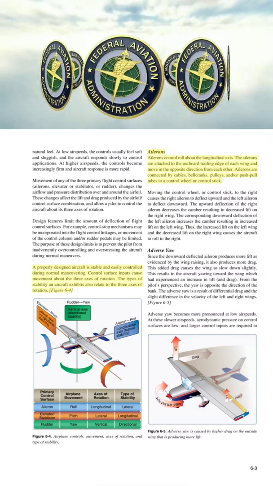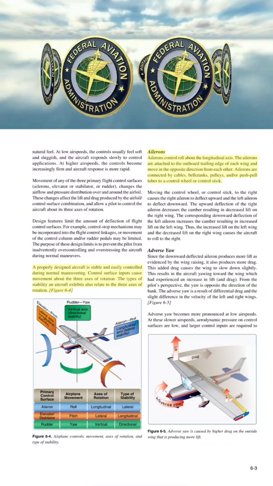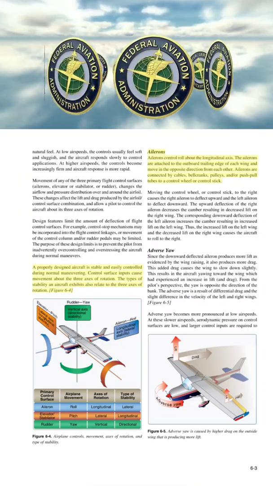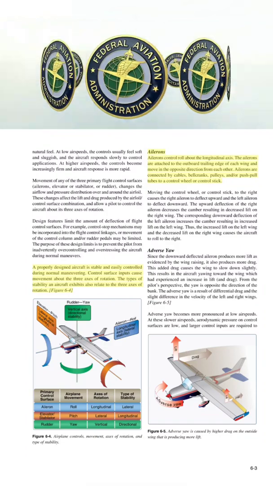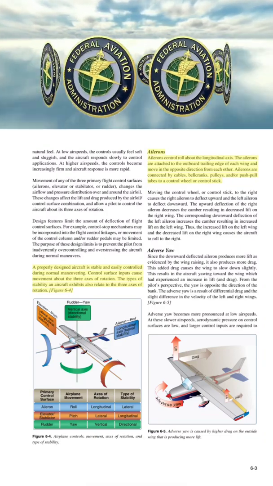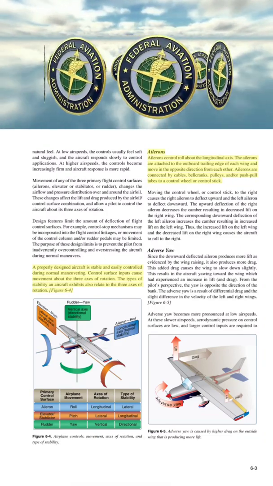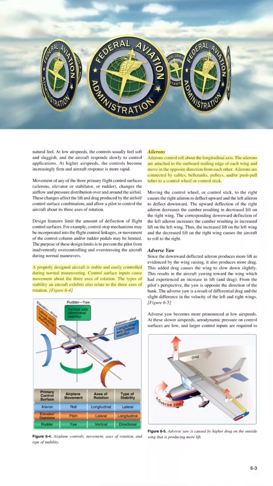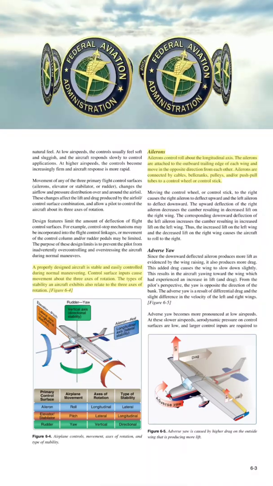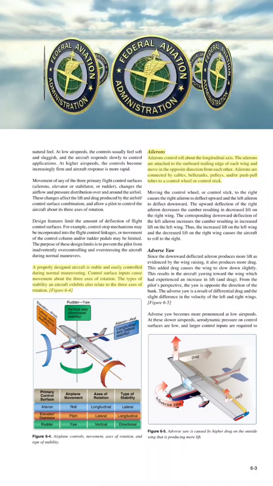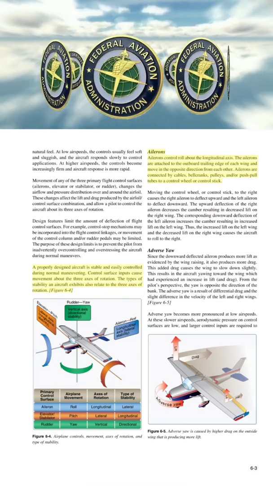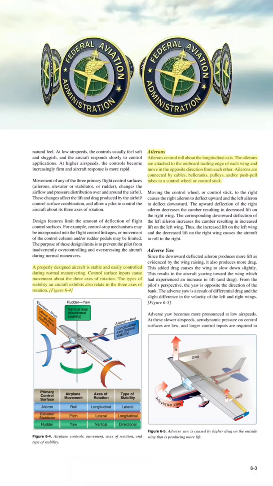Control surface inputs cause movement about the three axes of rotation. The types of stability an aircraft exhibits also relate to the three axes of rotation. Figure 6-4. Ailerons. Ailerons control roll about the longitudinal axis. The ailerons are attached to the outboard trailing edge of each wing and move in the opposite direction from each other. Ailerons are connected by cables, bell cranks, pulleys, and/or push-pull tubes to a control wheel or control stick.